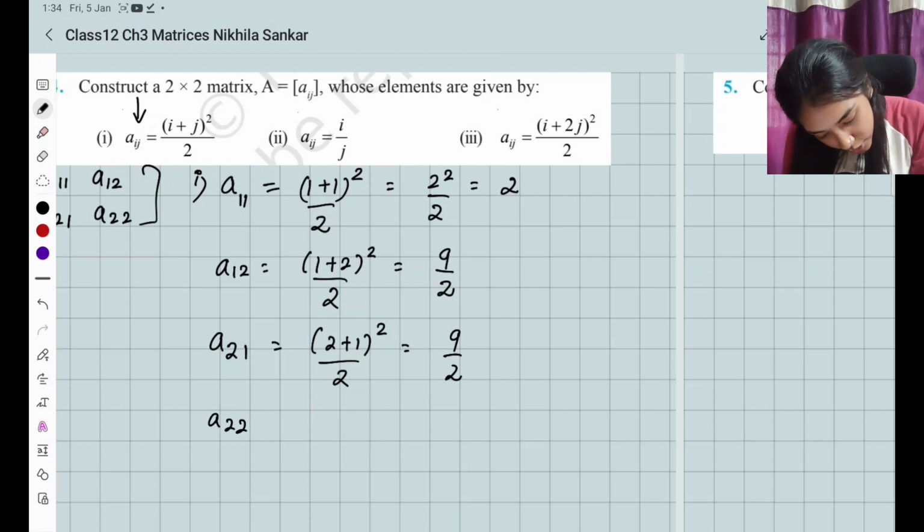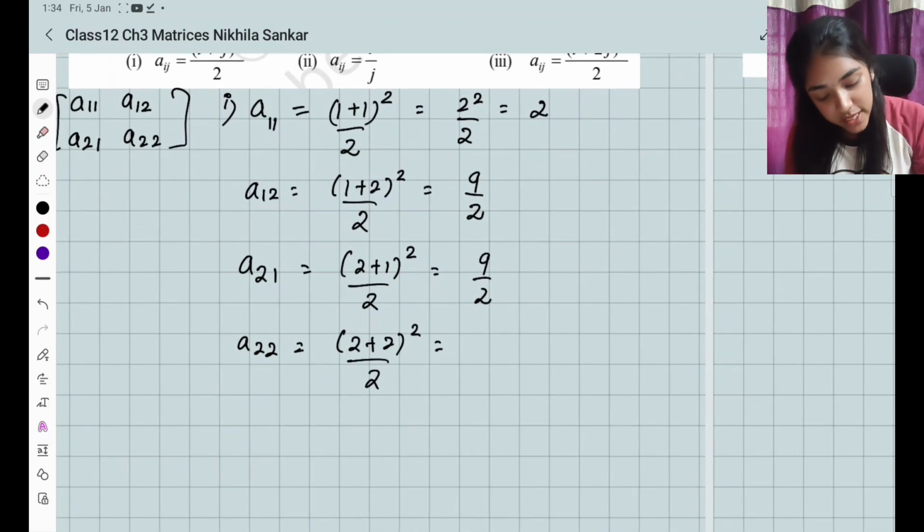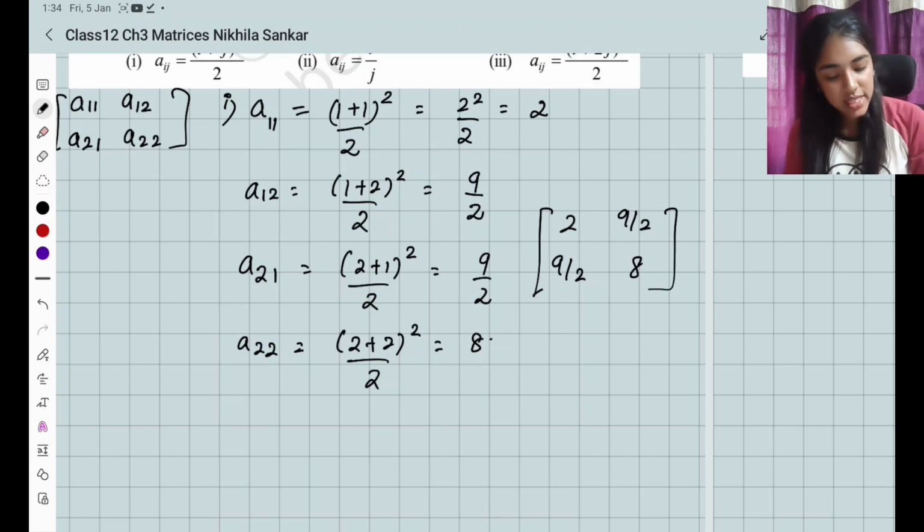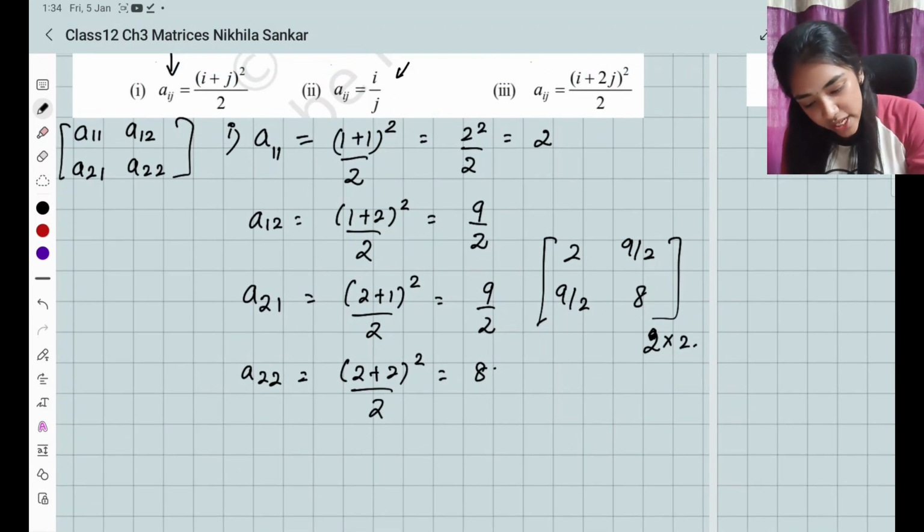Similarly, A22 is going to be 2 plus 2, the whole square divided by 2. 2 plus 2, 4. 4 square, 16. 16 by 2 is going to be 8. Okay, so what is your matrix going to look like? 2, 9 by 2, 9 by 2, 8. So these are the values. Okay, so this is going to be your 2 by 2 matrix. Okay, please copy.